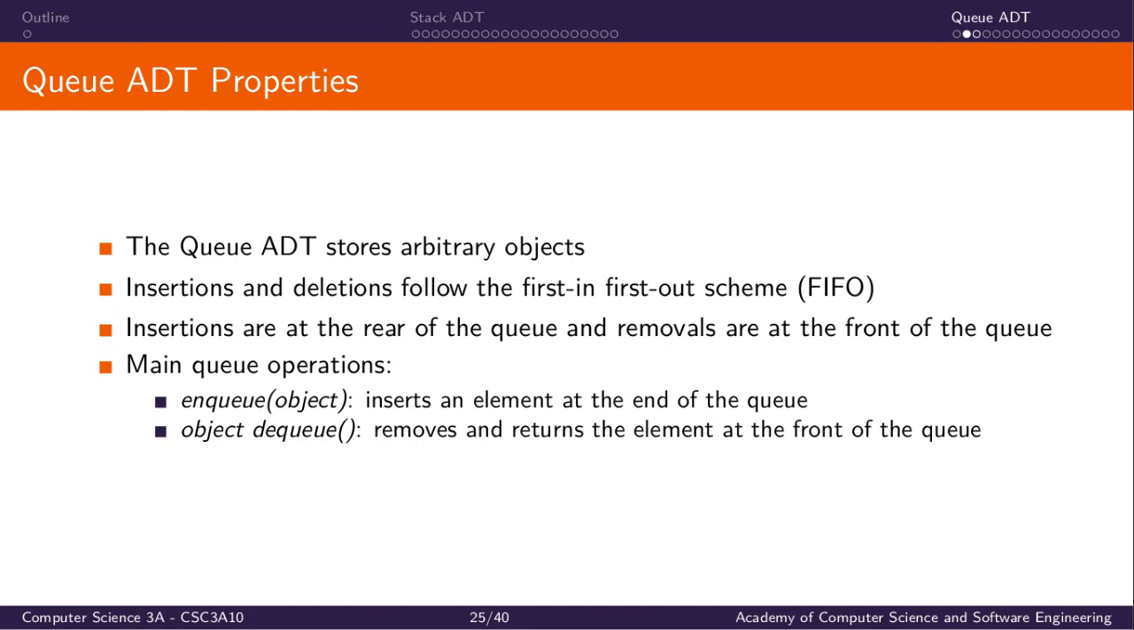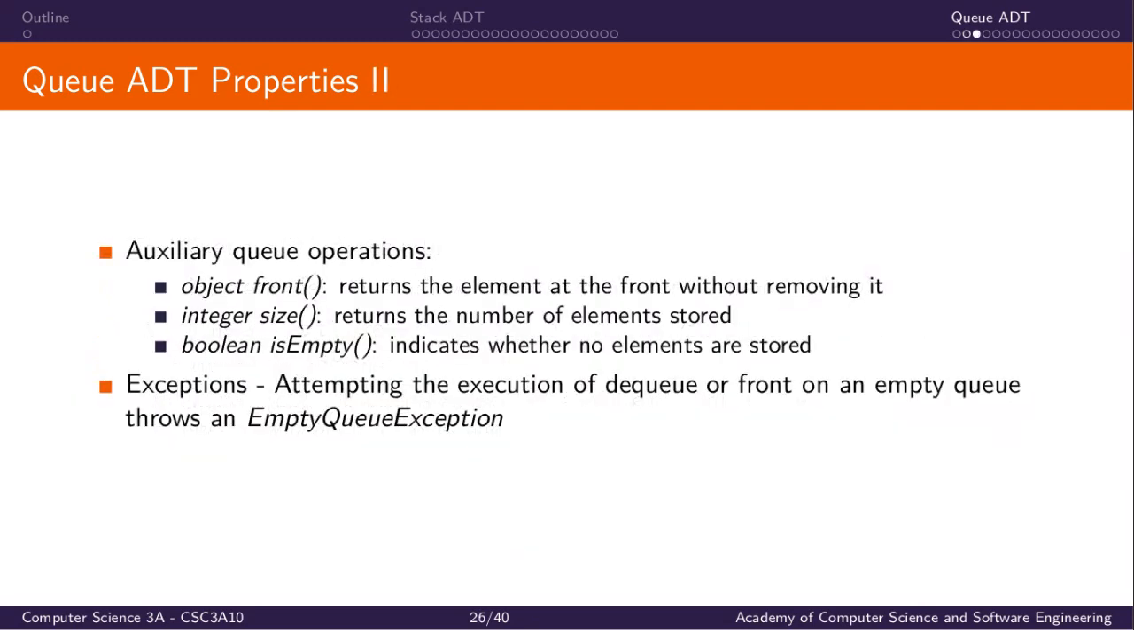The main operations of our queue will then be enqueue, which is to add something to our queue. It inserts an element at the rear or the end of our queue. Dequeue, to remove something from our queue, will return and remove the element stored at the front of our queue. There are some others which we have equivalents in our other ADTs: size and isEmpty, and front, which will return the element at the front without removing it, similar to the top or peek that we have for our stack.